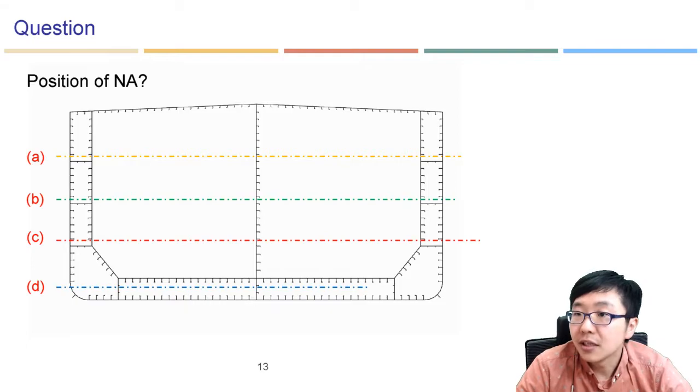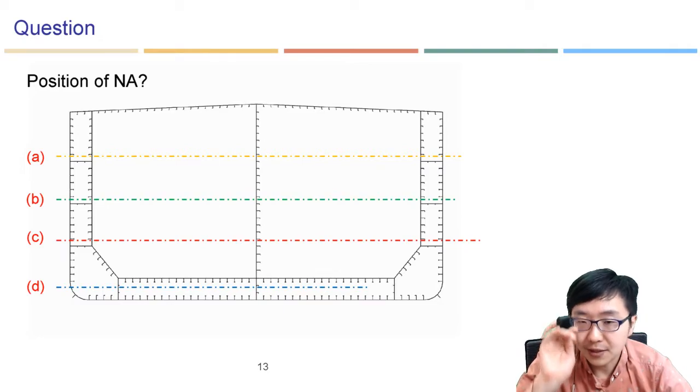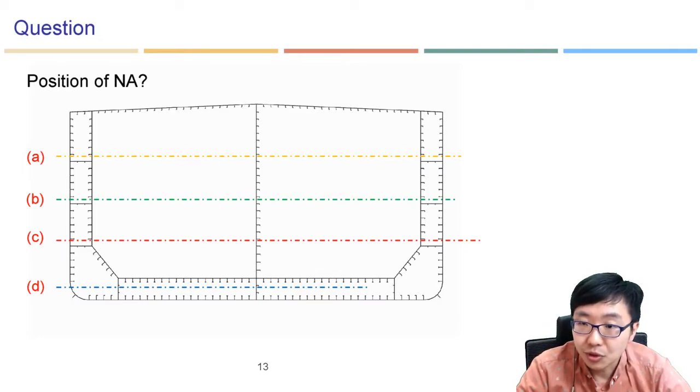So question: in this case, can you find the position of the neutral axis? I think I have asked this question in the exam. Basically you can think that it's B because it's located at the center. But as you can see here, this is a double bottom structure. So we have more weight here, more area here, which means that the neutral axis should be shifted to the bottom part. So I think the answer should be like this, right?